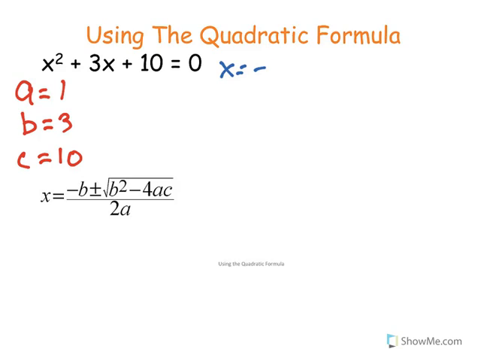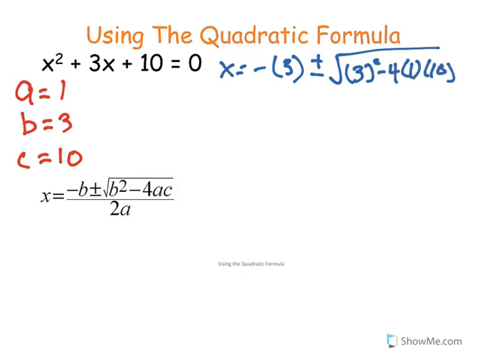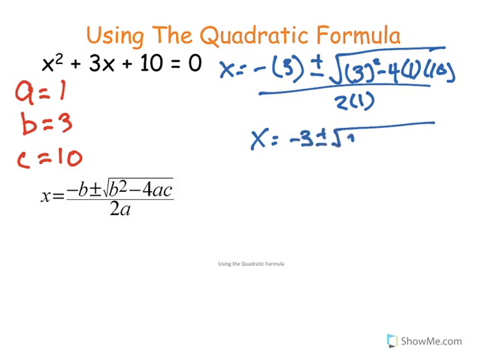So we get x equals negative b plus or minus the square root of b, which is 3 squared, minus 4 times a times c. That's all going to be divided by 2 times a, which is 1. So now we've got x is equal to negative 3 plus or minus the square root of 9 minus 40, right? Because negative 4 times 1 is negative 4 times 10 is negative 40. And that's all divided by 2. So I've got x is equal to negative 3 plus or minus the square root of negative 31.